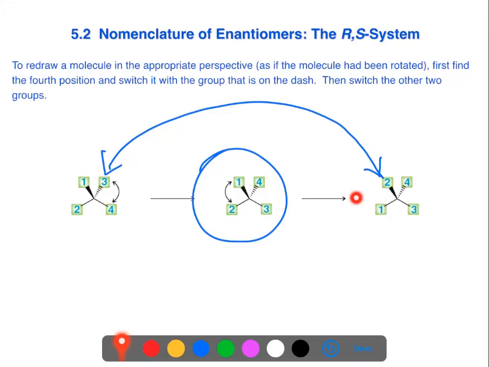Doing so will give you the rotation of the original structure that places the lowest priority group in behind. And now when you take your pen and draw from 1 to 2 to 3, we see in this example that we're going to the right. And so this would be our configuration for this generic cartoonish tetrahedral without any groups. But that's how you would switch the groups such that you can see the structure a little bit more clearly, so that you can assign the configuration as R or S.